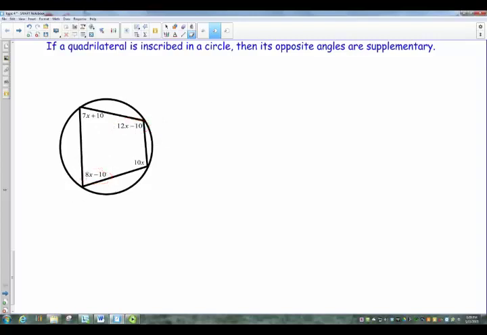So what I could do is take each pair individually, add them together, and set it equal to 180, because that's supplementary, and solve them. Or, because all 4 of these have a sum of 360, because it's a quadrilateral, I could add them all together and set it equal to 360. So it's kind of up to you which way you choose. I'm going to just take 2 of them, since that's what this theorem says, because they're opposites, and make them supplementary. So I've got 7x plus 10 plus, because it's supplementary, meaning I add them together, equals 180, and we solve.